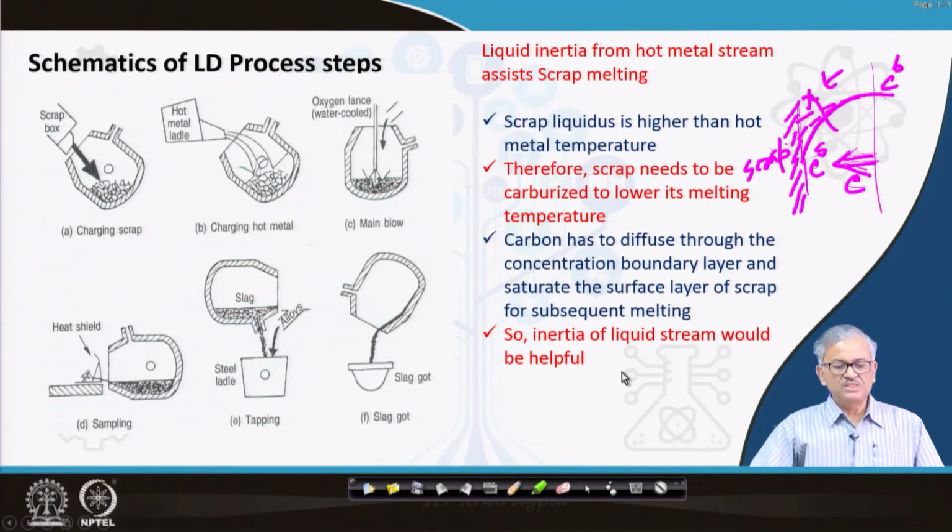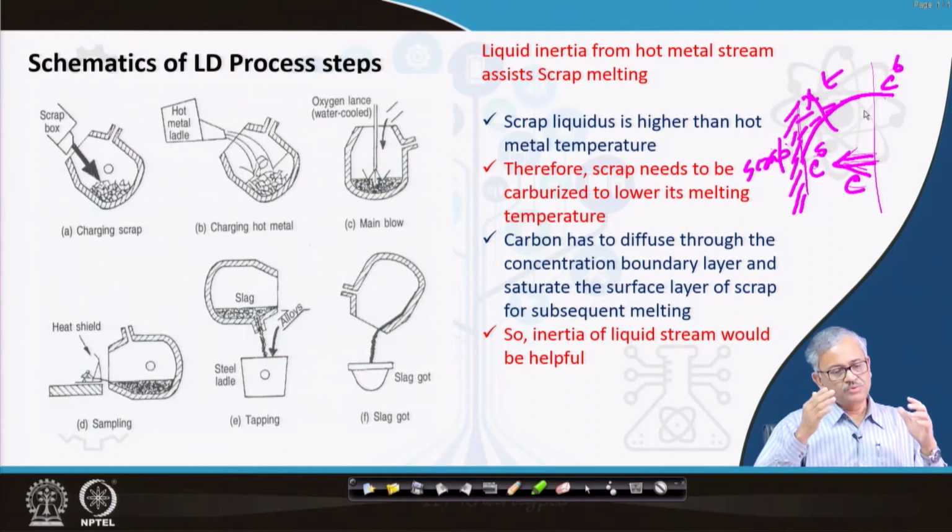So, the inertia of the liquid stream. Now, the inertia will help in this mass transfer of carbon from the hot metal to the scrap surface, so it will carburize and it will melt. In most cases of scrap melting, if it is a high carbon scrap, then it will be only heat transfer control. If it is a low carbon scrap, most of the cases low carbon steel scrap, then the mass transfer across the concentration boundary layer will be the rate controlling step.